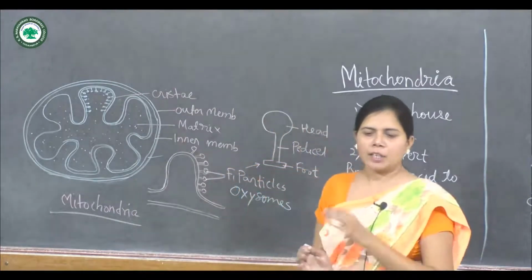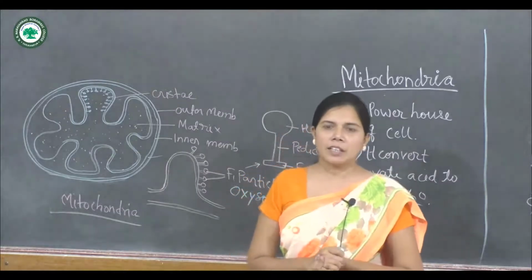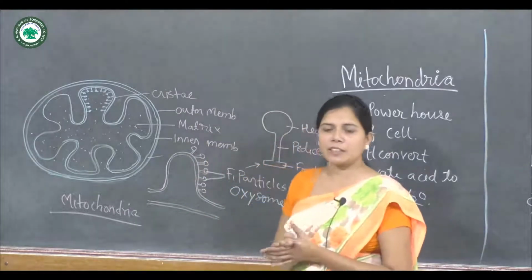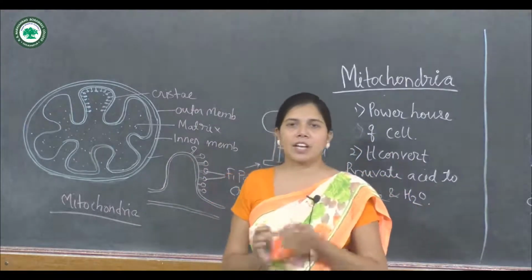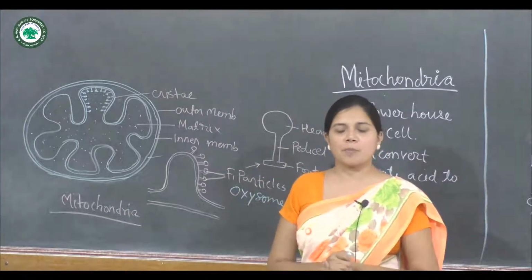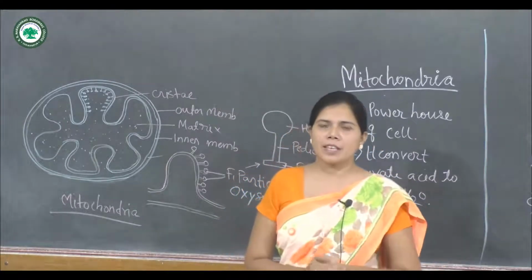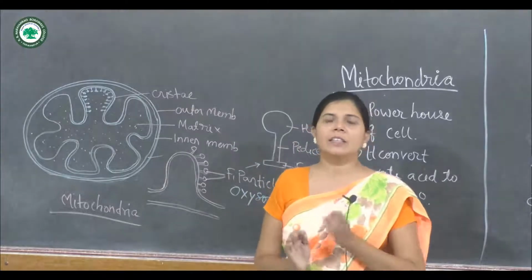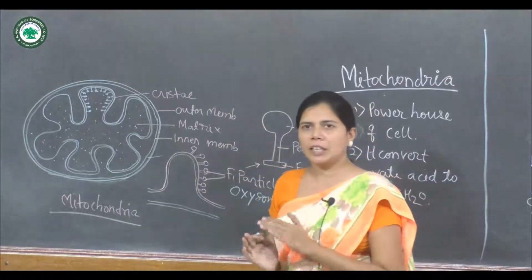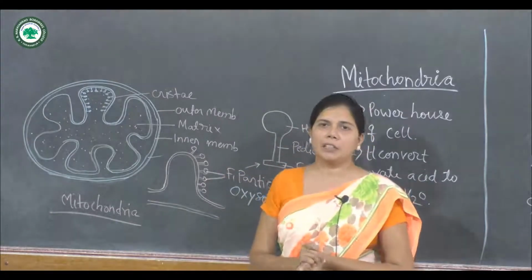Again, the inner membrane encloses a cavity that is known as the inner chamber. It contains a fluid matrix, and this matrix consists of DNA, RNA, 70S type of ribosome, lipids and various enzymes which take part in the Krebs cycle. These are present in the matrix of the mitochondria.